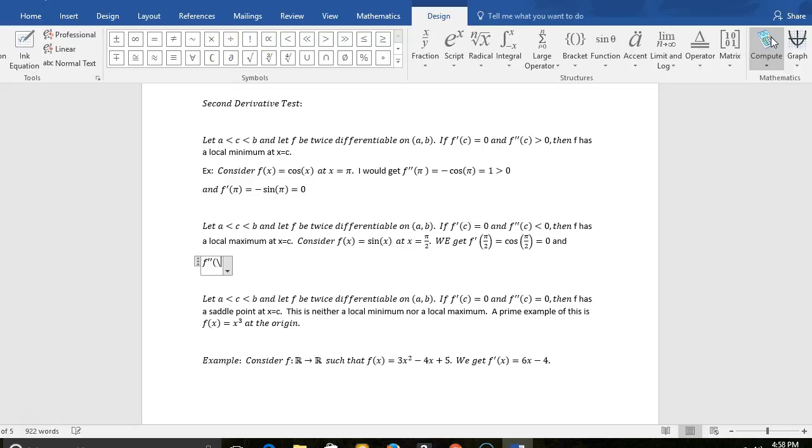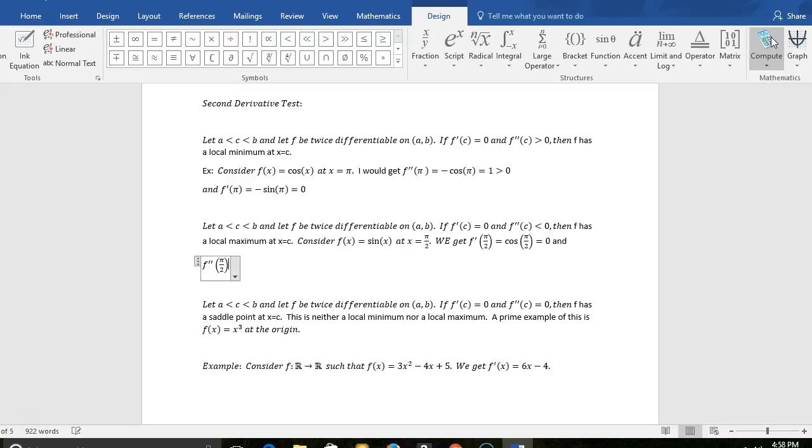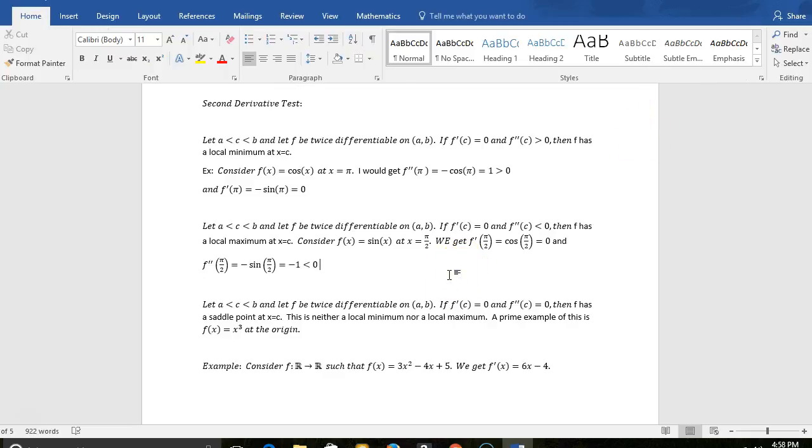Now f double prime of pi halves, do we get fortunate again? Now if we differentiate the cosine, we get the negative sine. The negative sine of pi halves is going to be not positive, but negative 1. And that is, of course, less than 0, as expected. And we get what we want. And hence the second derivative test promises, and we are good to go. The second derivative test promises us that pi halves is a local maximum.